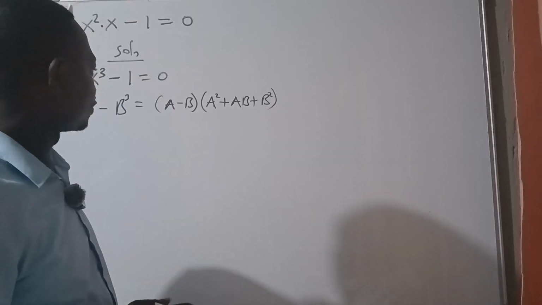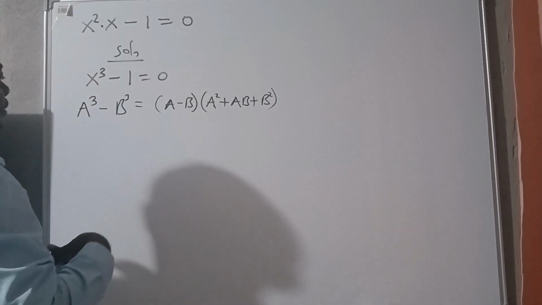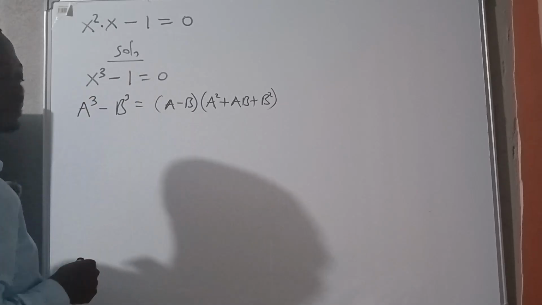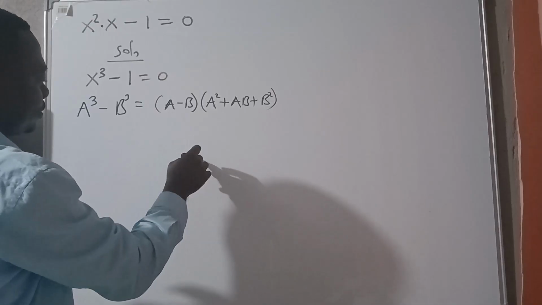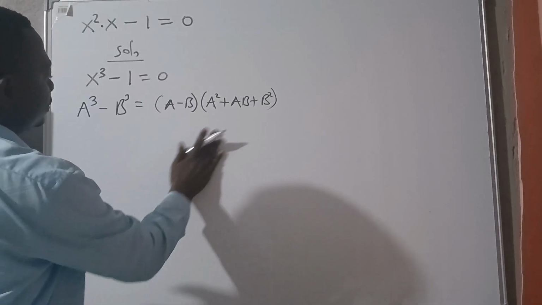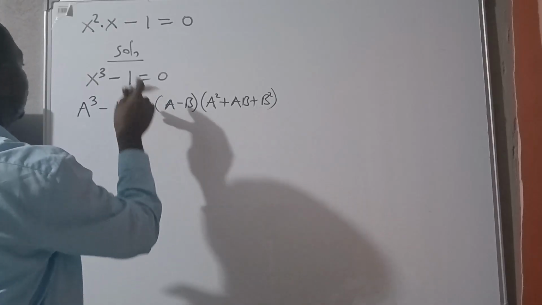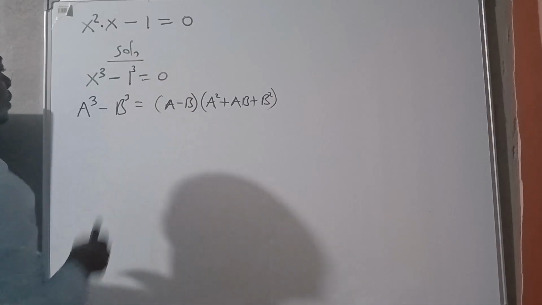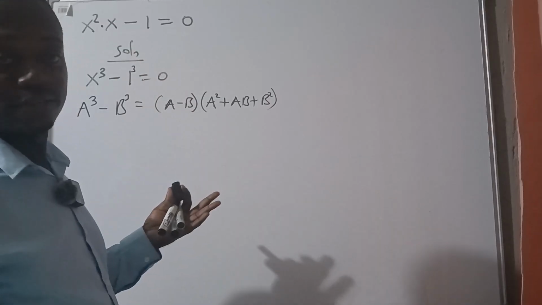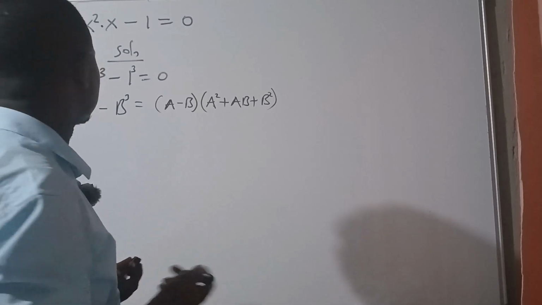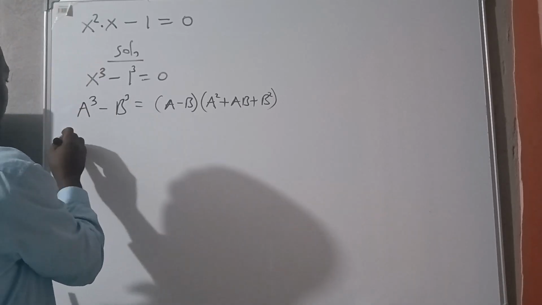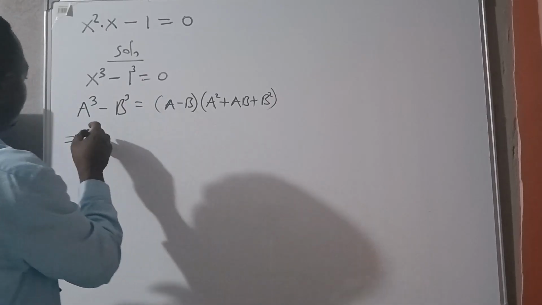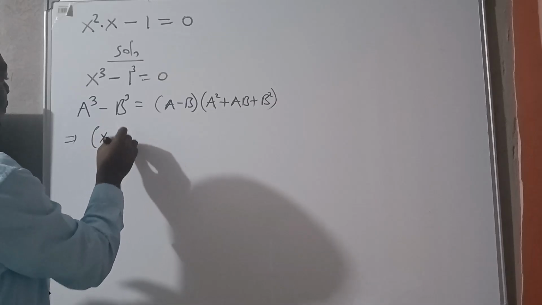Okay, so we can say x cubed minus 1 cubed. Okay, because 1 to the power of any number will still give us 1. So we can rewrite this one as x cubed minus 1 cubed. I can put 3 here, then the idea remains the same. I can still get 1. All right, so from here, my a is x, my b is 1. So that will be x minus 1.